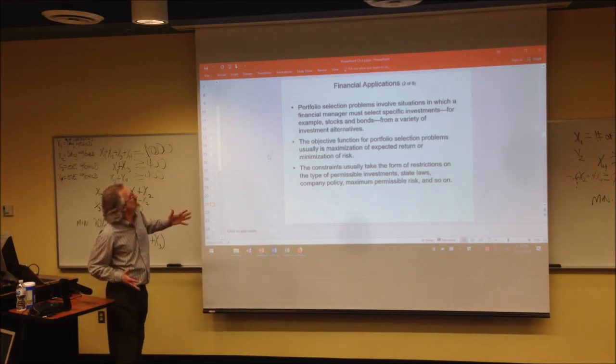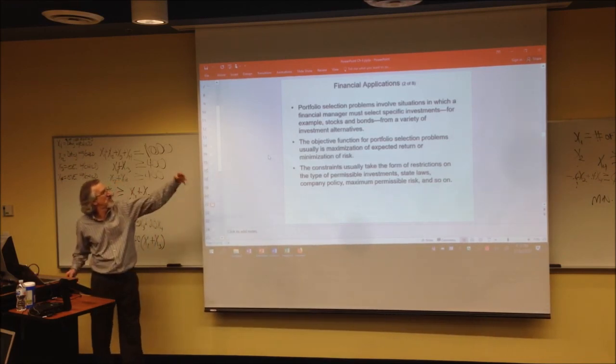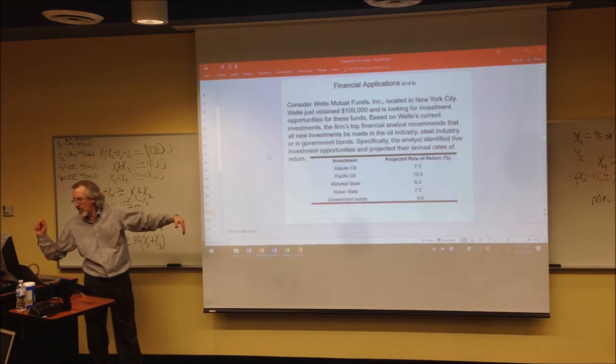Portfolio selection problems involved, this is still more, objective functions involved, and so on. Let's get to this, here we go.